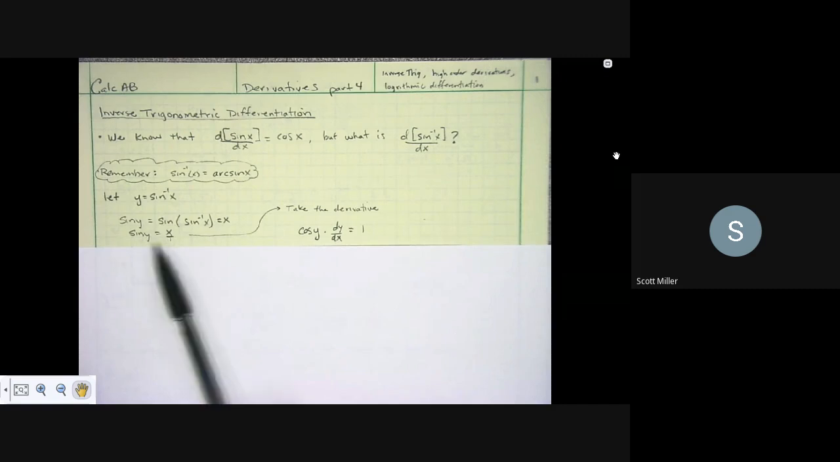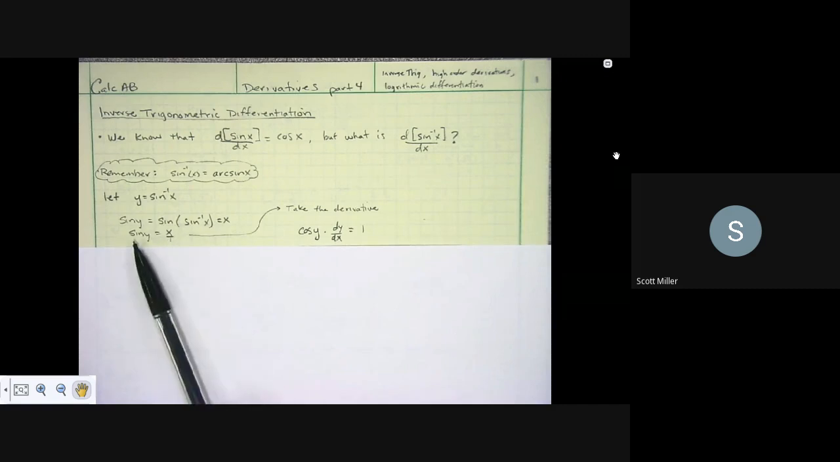First things first, we know that the derivative of the sine is the cosine, but what is the derivative of the inverse sine of x? Well, to do that, let's let y equal the inverse sine of x. If y equals the inverse sine of x, then I can undo the inverse part by taking the sine of both sides. I get the equation sine of y equals x.